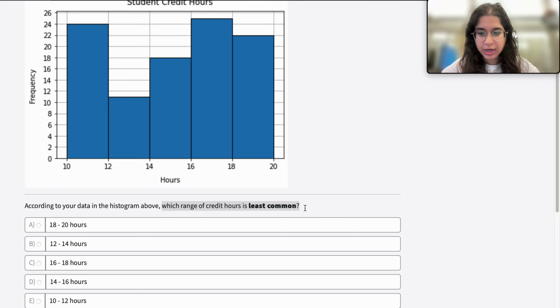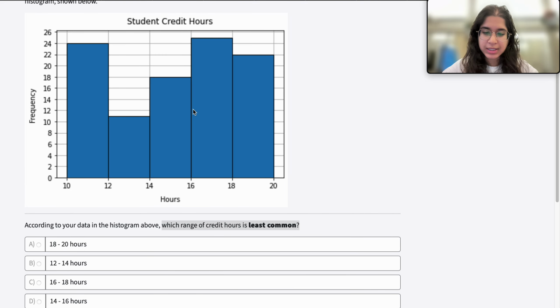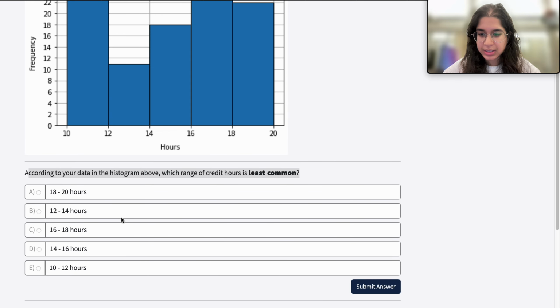So which range of credit hours is least common? Well, the frequencies are the y-axis here, and the hours are basically the range of credit hours. So for example, 10 to 12 has a frequency of 24, so like 24 students. So over here, which range of credit hours is least common? Well, that's the bin with the least height, right? And we can see here that's actually 12 to 14, so it has the lowest frequency. So we can say that 12 to 14 hours is least common.